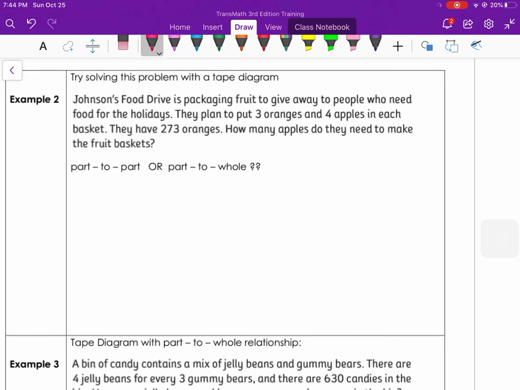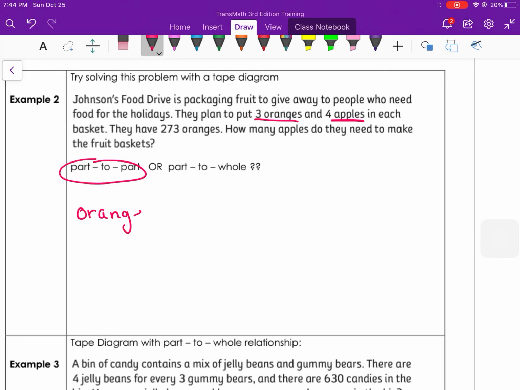Johnson's Food Drive is packaging fruit to give away to people who need food for the holidays. They plan to put 3 oranges and 4 apples in each basket. If they have 273 oranges, how many apples do they need to make in the fruit basket? So is it part to part or part to whole? This one is part to part because we're comparing apples to oranges. So they plan to put 3 oranges and 4 apples.